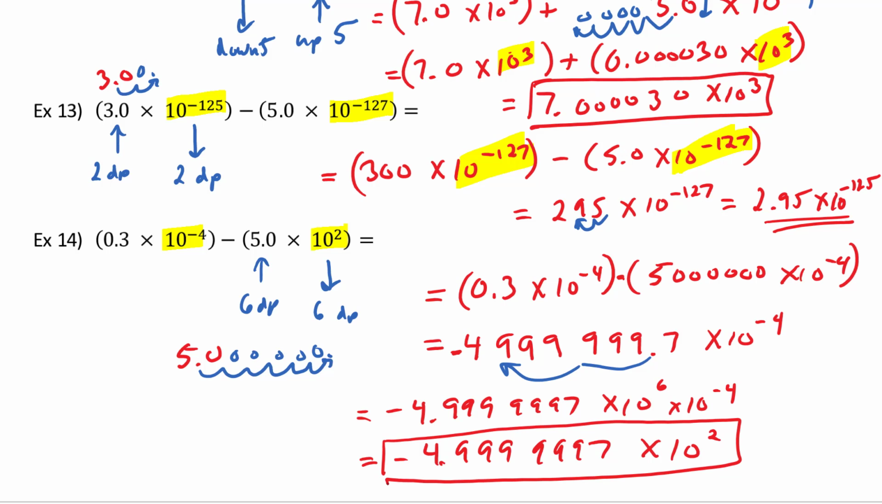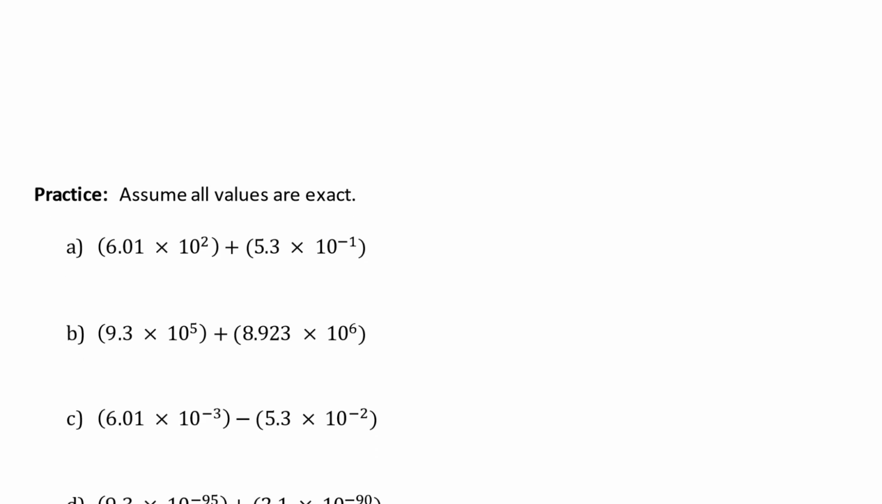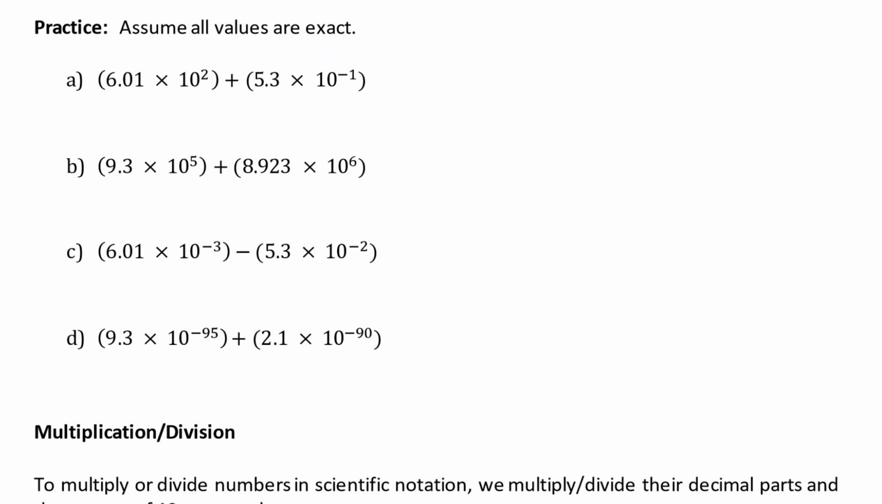So once again, you can see that 0.3 times 10 to the minus 4 has almost no effect on the 5 times 10 to the 2. We will discuss this more later on when we get into significant digits. So that's adding and subtracting of numbers in scientific notation. Here's some practice problems. Try these now on your own, and I'll take some of them up.